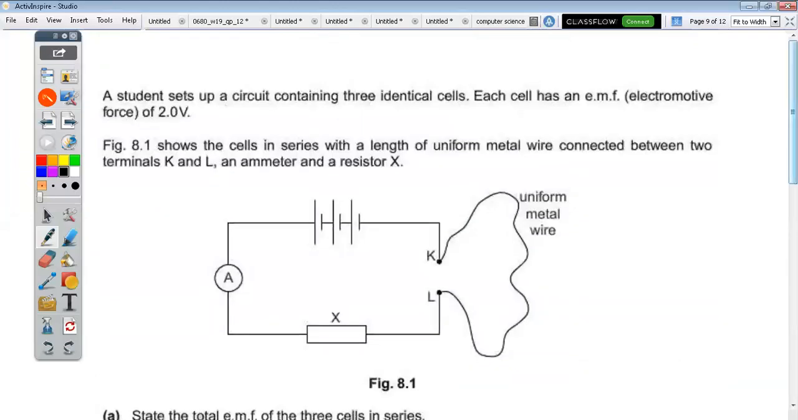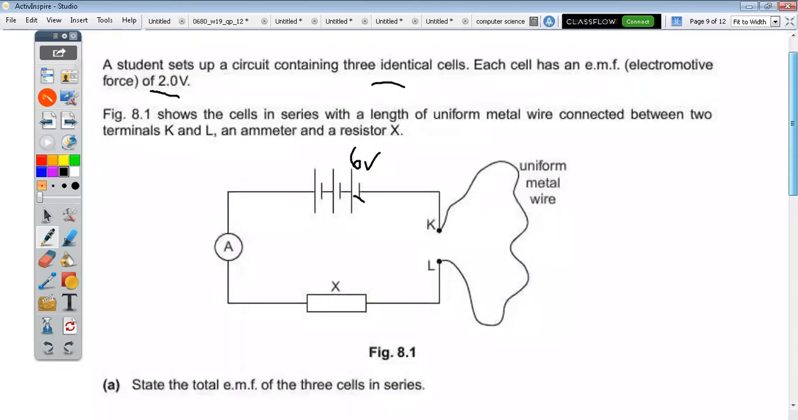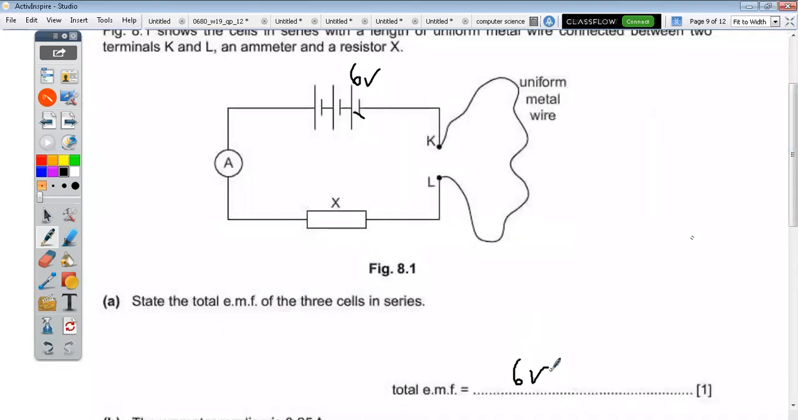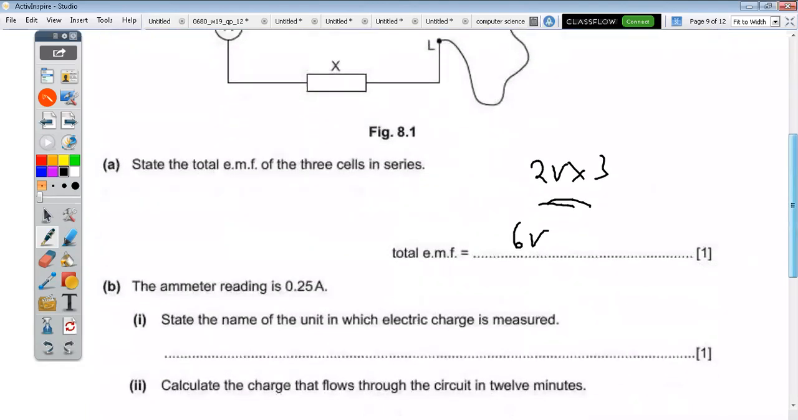Now, a student sets up a circuit containing 3 identical cells. So these 3 are identical. Each cell has got an EMF of 2 volts, which means combined is 6 volts. Fig 8.1 shows the cells in series, connected like that, with a uniform metal wire. Calculate the total EMF. It's simply 6 volts. So they're saying 2 volts times 3, because they are connected in series. 6 volts. The ammeter reading is what?